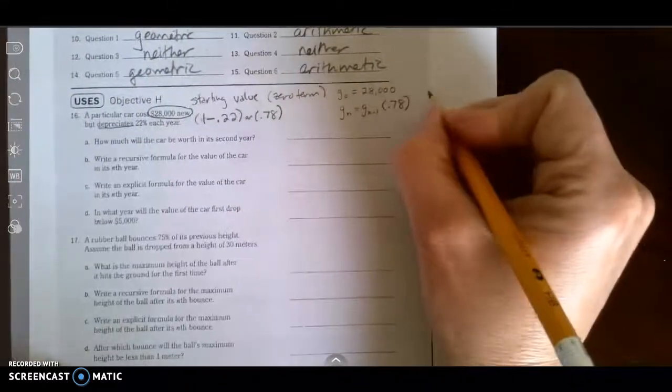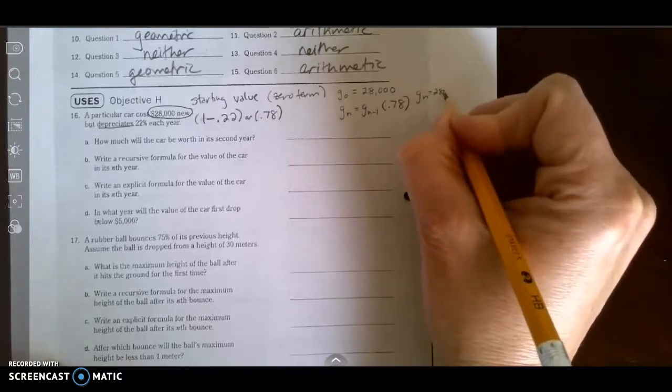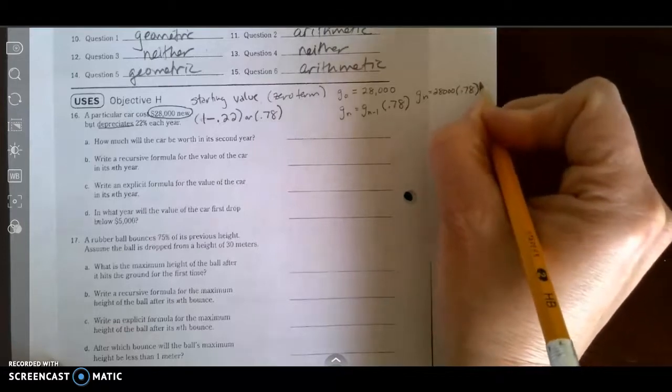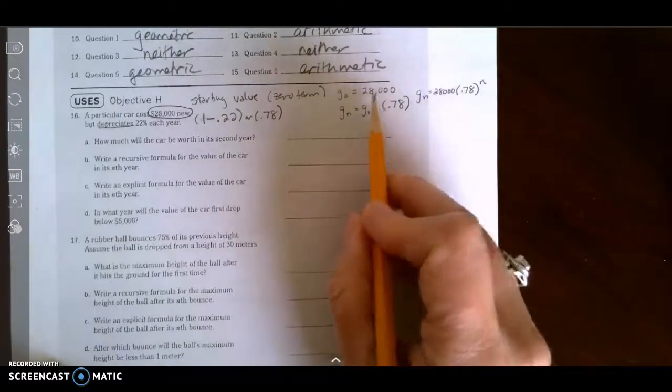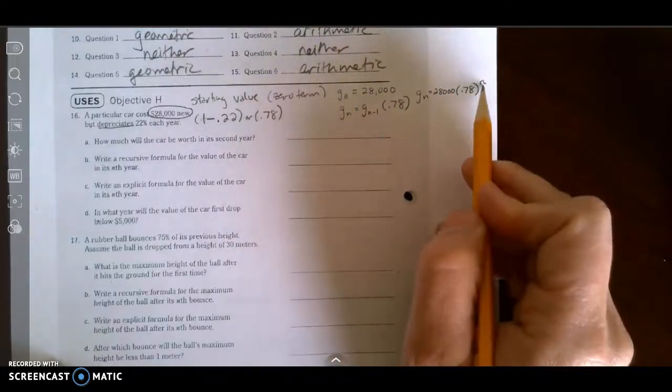That would mean it was increasing in value. It's getting multiplied by a number less than 1. If I was to write this explicitly, this would be G sub n equals 28,000 times the 0.78 to the nth power. Because this is the zero term, this is n. If it was the first term, it would be n minus 1.